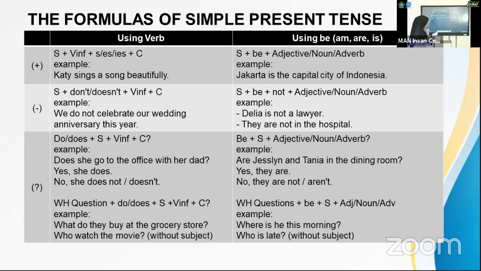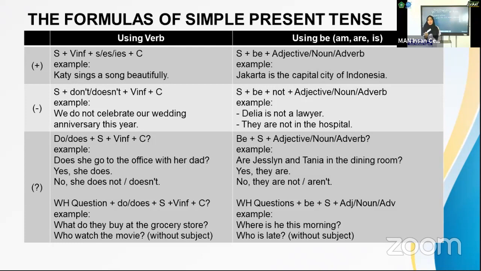All right, now we get the formulas of simple present tense. There are two ways when you want to make a sentence using simple present tense. The first one is using verb, and the second one is using to be. So what is the difference between using verb and using to be? Ya, jadi di sini yang pertama itu ada I'm live, yang benar itu harusnya I live ya. Ingat kan kalian tadi. So don't say I'm live, the right way is I live.